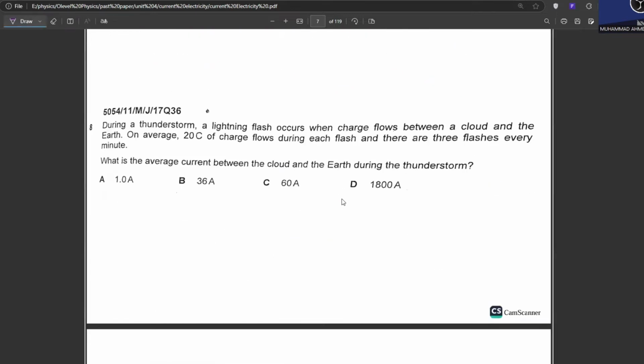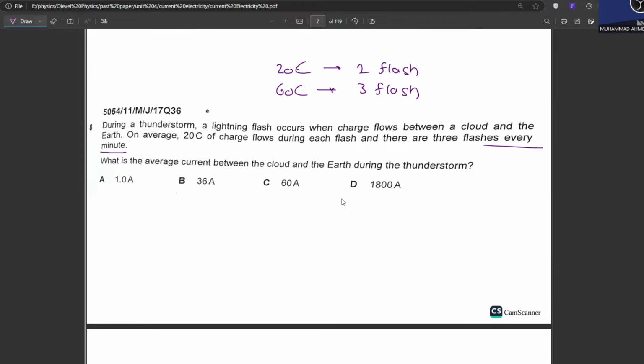Let's see this question. During a thunderstorm, a lightning flash occurs when charge flows between a cloud and the earth. On average, 20 coulombs of charge flows through each flash, and there are 3 flashes every minute. One flash gives you a charge of 20 coulombs. So how much charge will be emitted by 3 flashes? 60 coulombs obviously, and this is happening every minute.